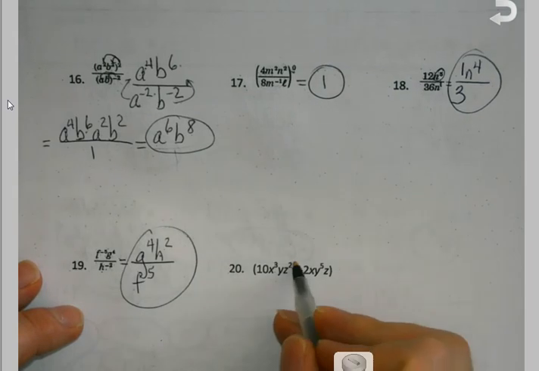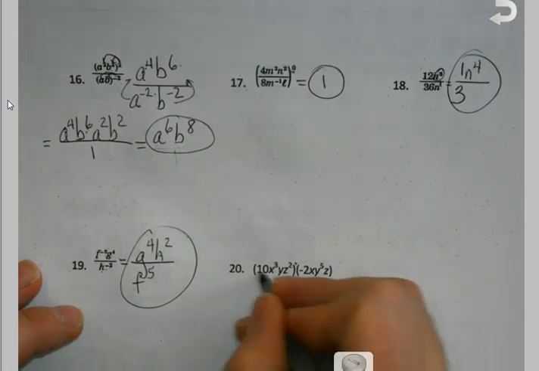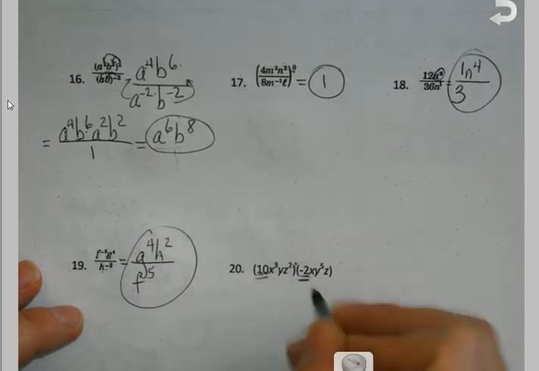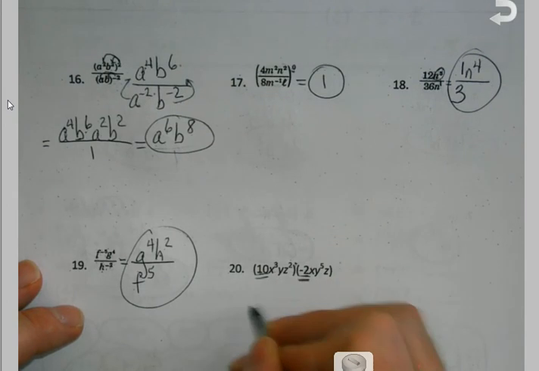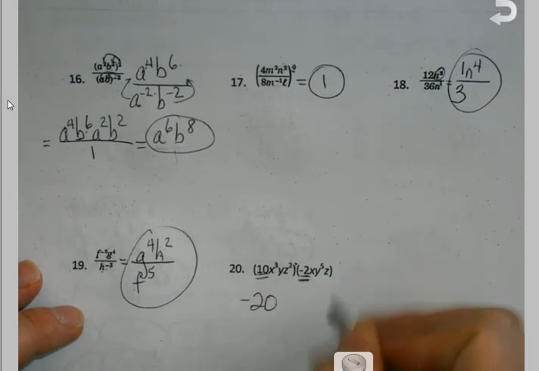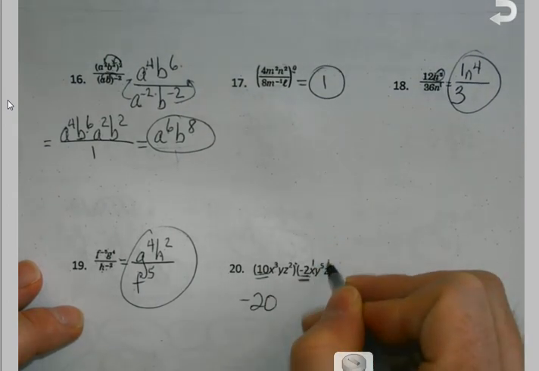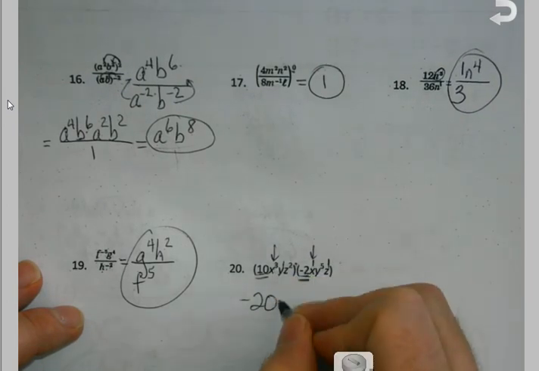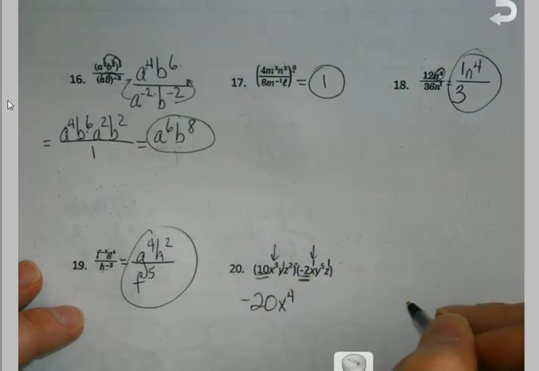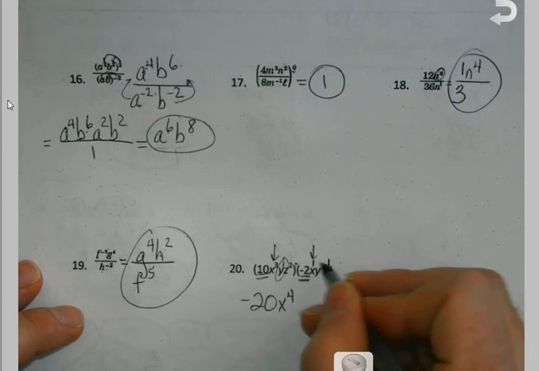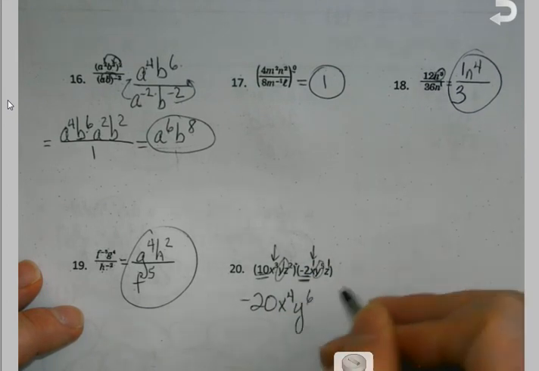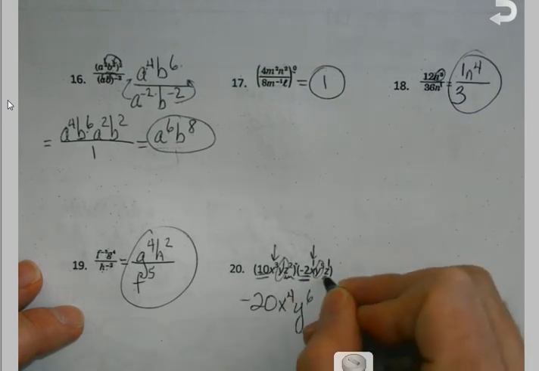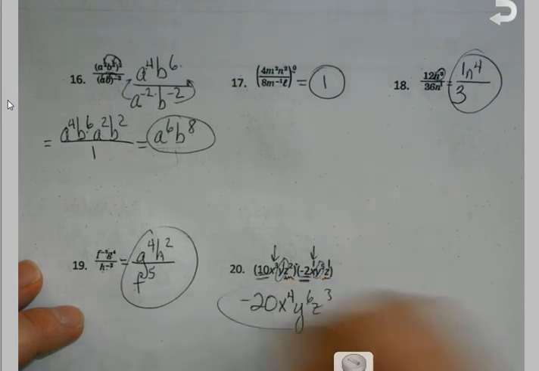Like here, no exponents outside. I just got to clean up here. We're still multiplying the coefficients. Put my little 1s in there. Still taking my variable terms and adding the exponents. 1 and 5, add the exponents. 2 and 1, add the exponents.